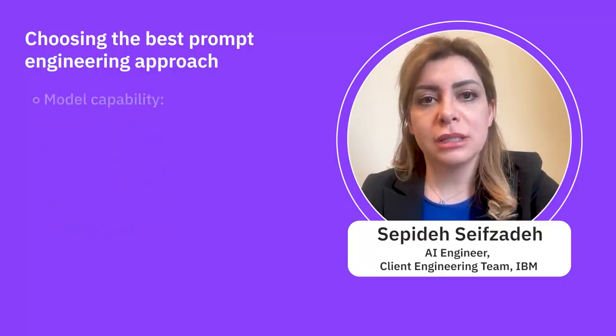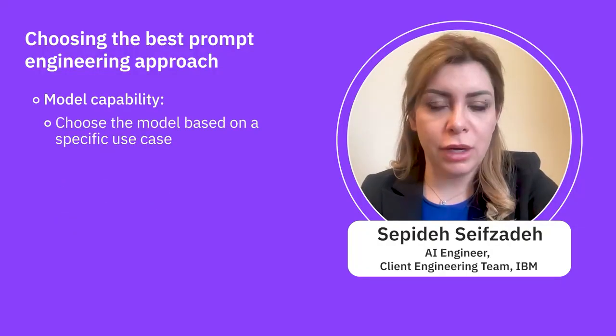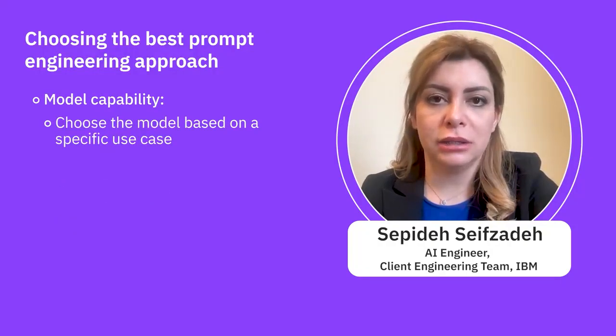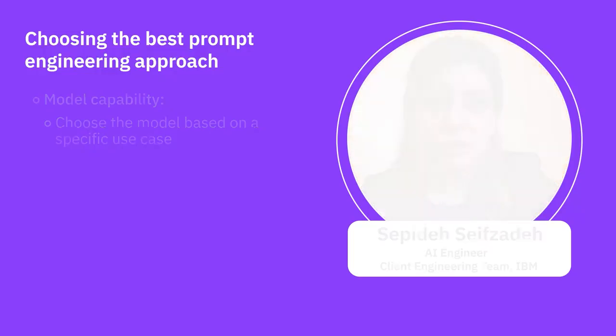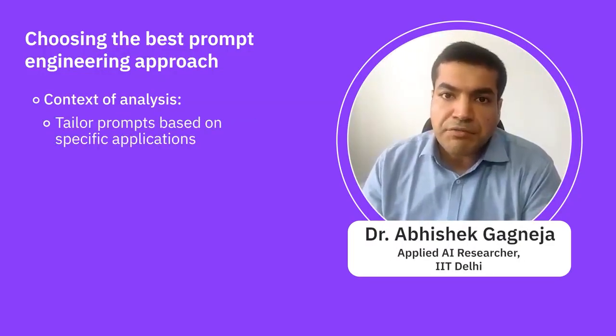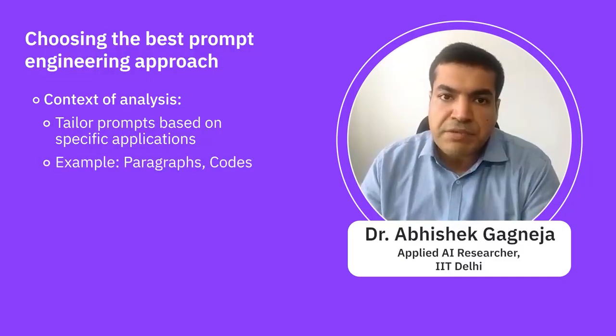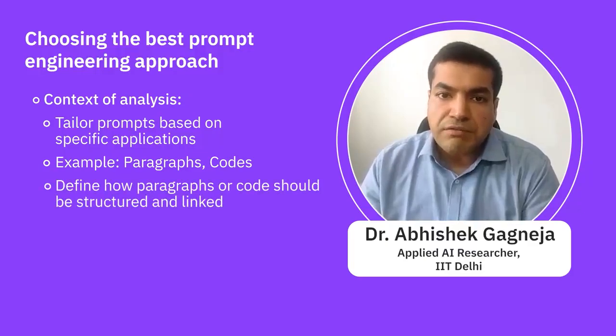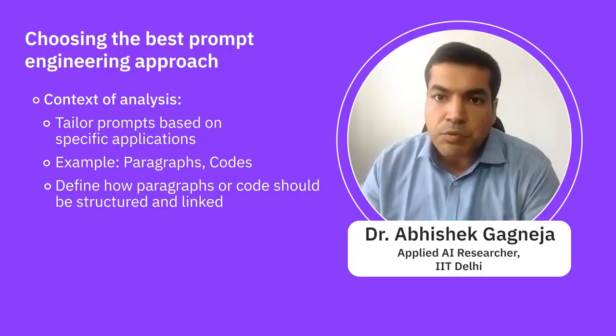Then we have to consider the model capability because different models are aimed to tackle different use cases. A lot will depend upon the kind of application that you're targeting. If you're targeting a specific paragraph or textual application to be written, you have to be very clear about the kind of way in which those paragraphs need to be organized and how they need to be linked. So again, the main point comes back to the context of analysis.